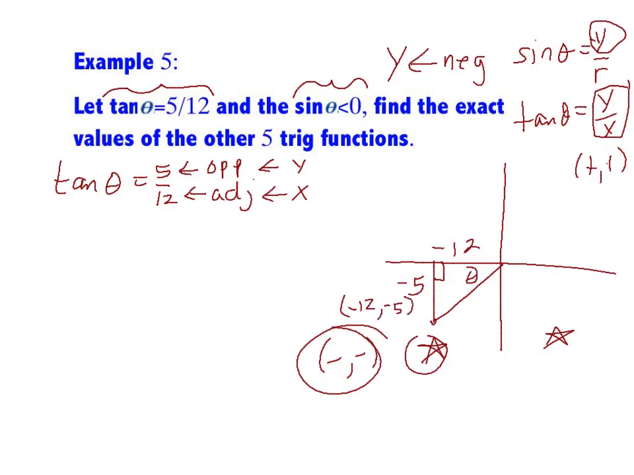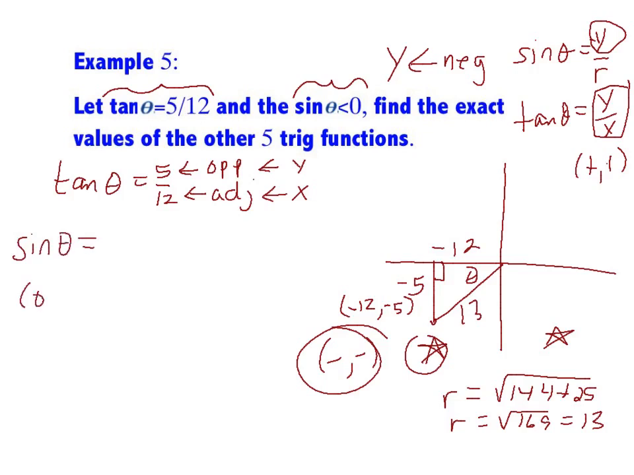Now it's time to do the Pythagorean theorem. So r is going to be the square root of 144 plus 25, or r is the square root of 169, or 13. Now remember, your r does not have any positive or negatives to it. It's just a positive value every single time. So let's think about what we know. We have our sine, our cosine, and our tangent. We already have tangent, so let's just write that one down. And then we need to find our cosecant, our secant, and our cotangent.